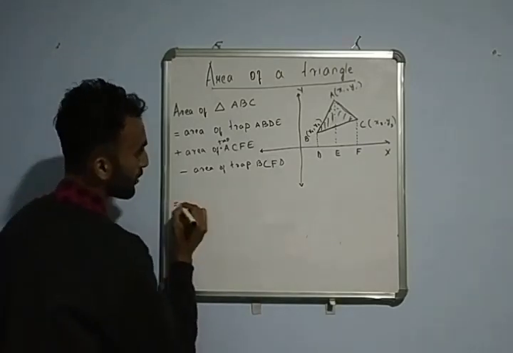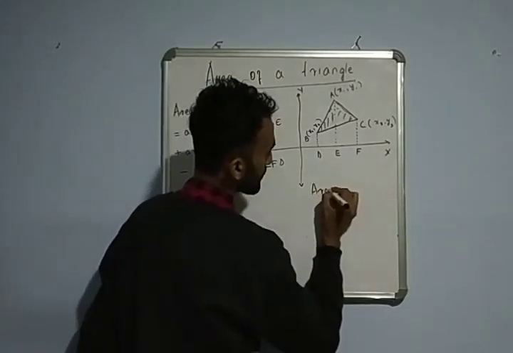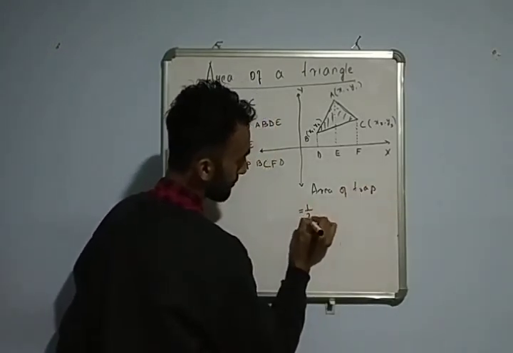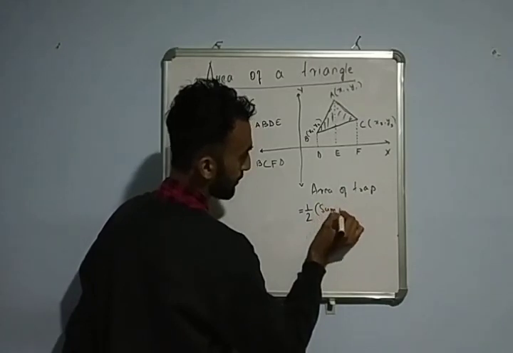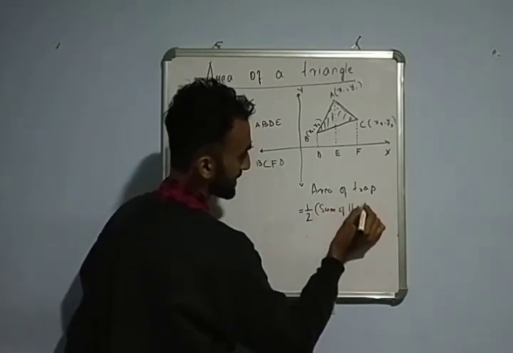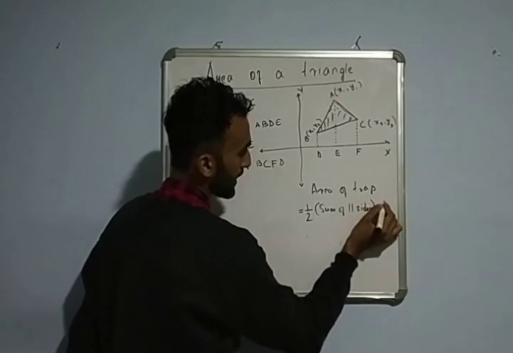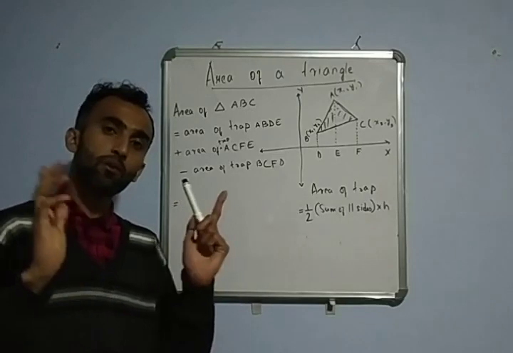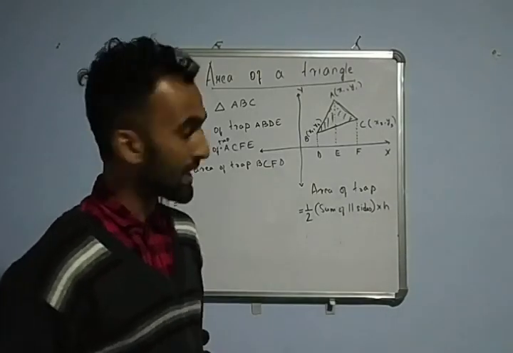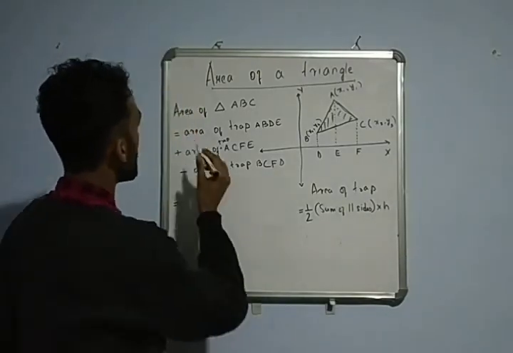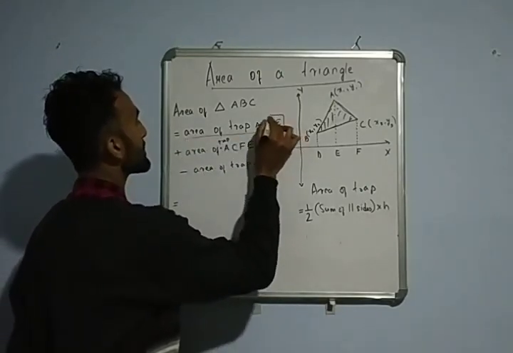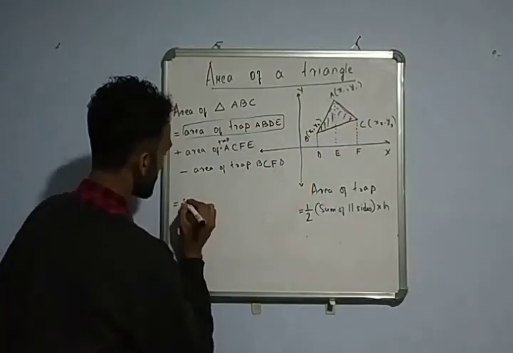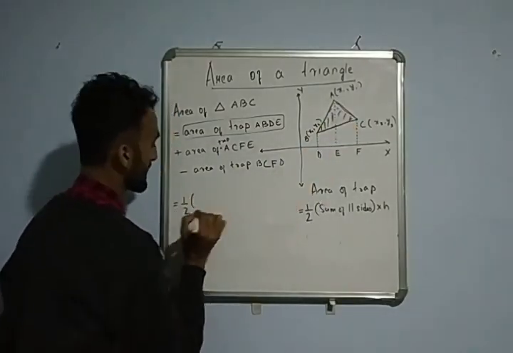Now, I'll write here: area of trapezium is equal to half the sum of parallel sides into height. Sum of parallel sides means you have to add the parallel sides and multiply by the height of it. Okay. Now let me consider this trapezium first. Area of trapezium ABDE is half the sum of the parallel sides.